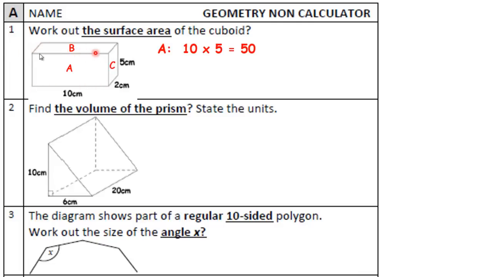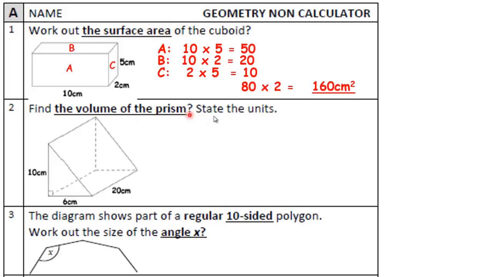B is going to be 10 times this distance over here, which is 2. 10 times 2 is 20. And on this side, C is going to be 5 times 2, which is 10. If I add those together, I'm going to get 80. Once I double it, 160 centimeters squared is the surface area of this cuboid. Make sure you put the units. Make sure you understand that the units is centimeters squared because it's an area.